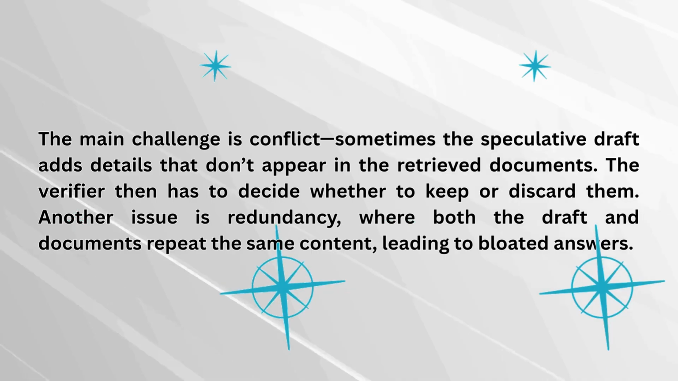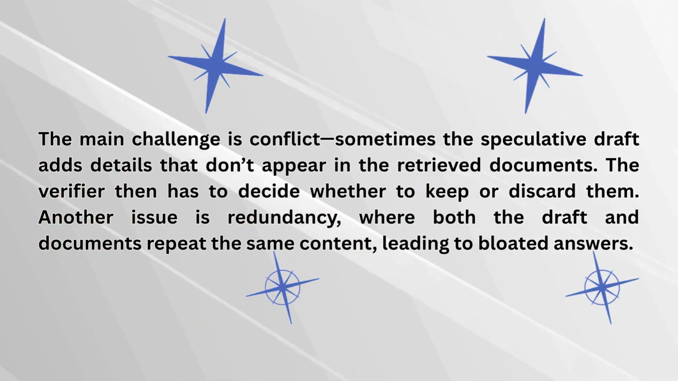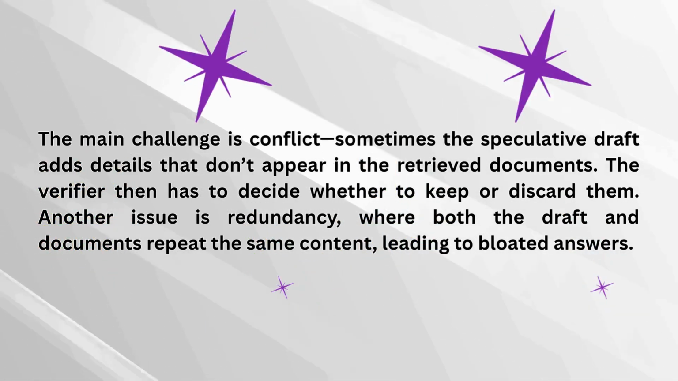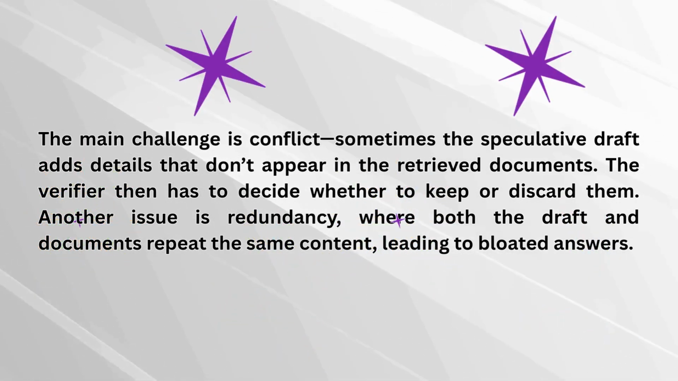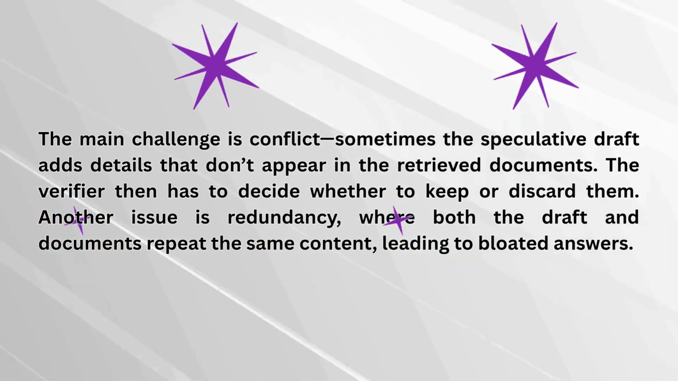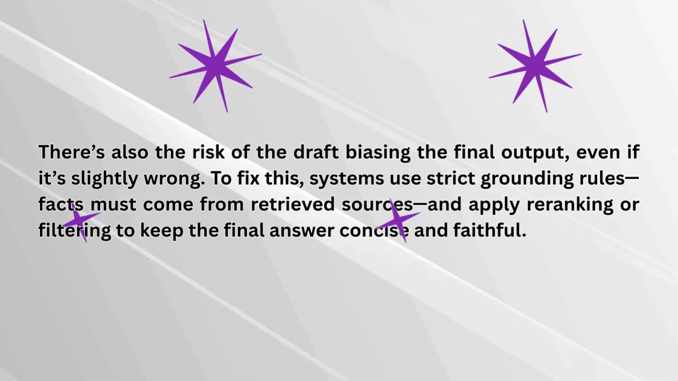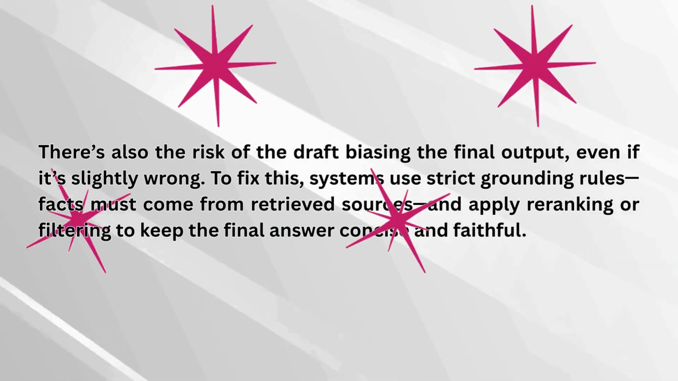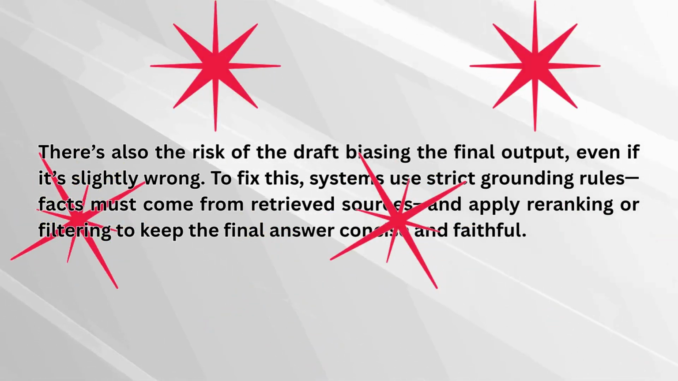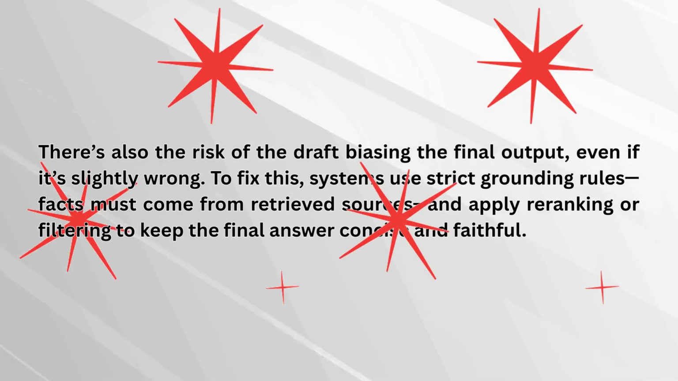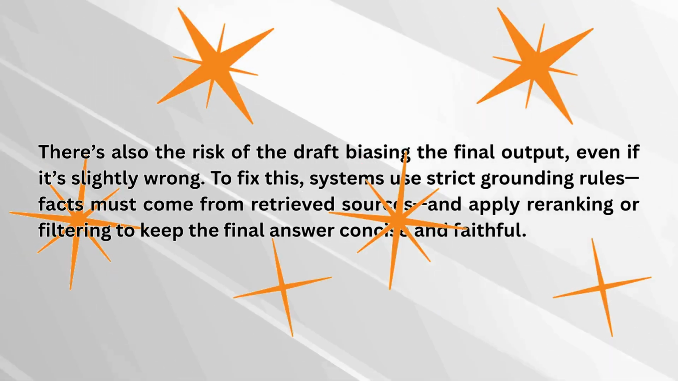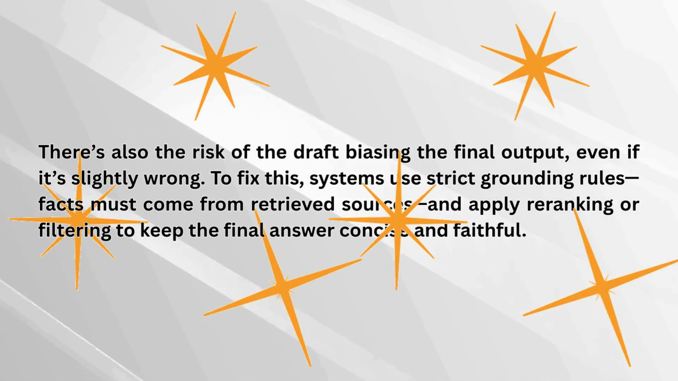The verifier then has to decide whether to keep or discard them. Another issue is redundancy, where both the draft and documents repeat the same content, leading to bloated answers. There's also the risk of the draft biasing the final output, even if it's slightly wrong. To fix this, systems use strict grounding rules. Facts must come from retrieved sources and apply re-ranking or filtering to keep the final answer concise and faithful.